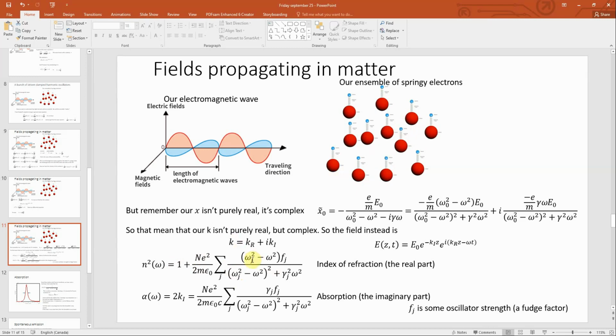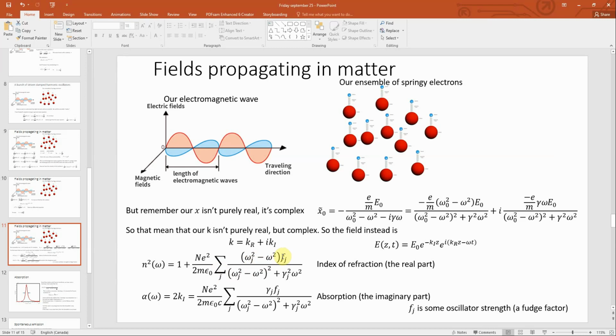Omega j is each of these states. So as we had before with an atom, we had the 1s to 2p, and then 2p to 3s. Omega 1 squared would be the 1s to 2p transition, and then omega 2 squared would be the 2p to 3s transition, for example. So we're going to sum over all those possible transitions, and then we have f of j here.